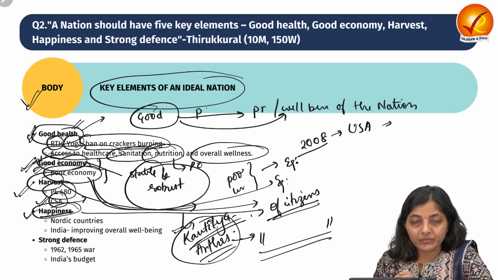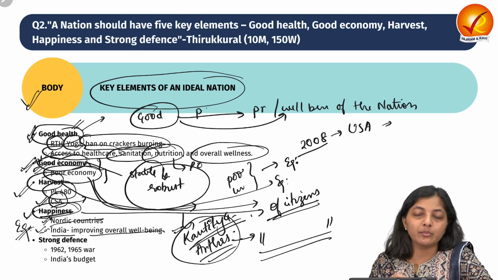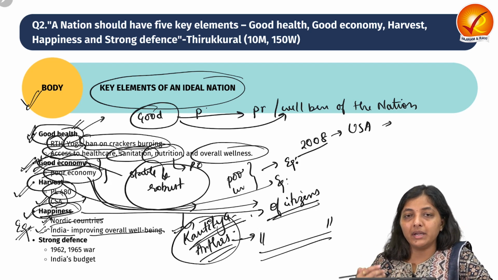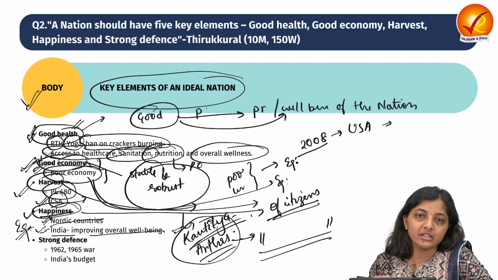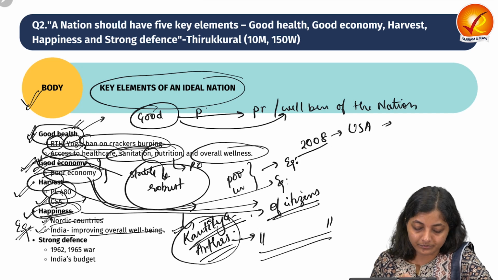So you can write this quotation as well, or you can write some examples, like according to some index, Nordic countries are the happiest, and India is also focusing on improving overall well-being. India is increasing awareness towards mental health and coming up with various initiatives and schemes for mental awareness, mental health and well-being.